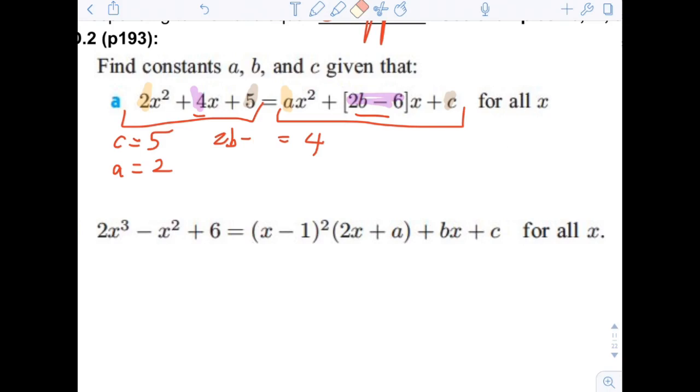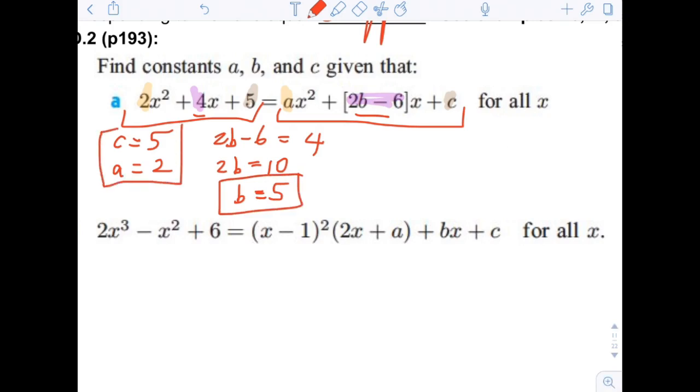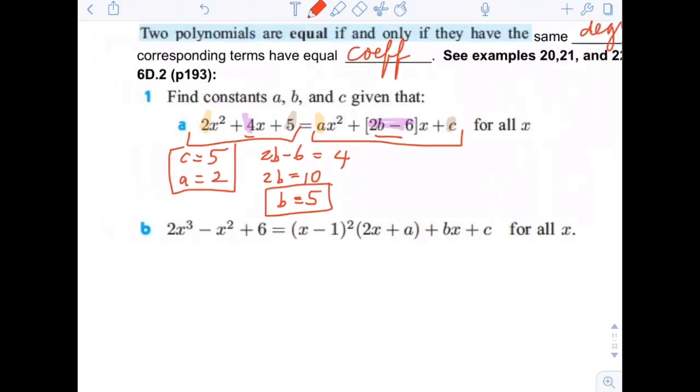2b minus 6 equals 4. So let's solve for b using algebra. We add 6 to both sides and we get 2b equals 10. b equals 5. And so we have b equals 5 and we have a equals 2 and we have c equals 5. All right, that wasn't too bad, was it?